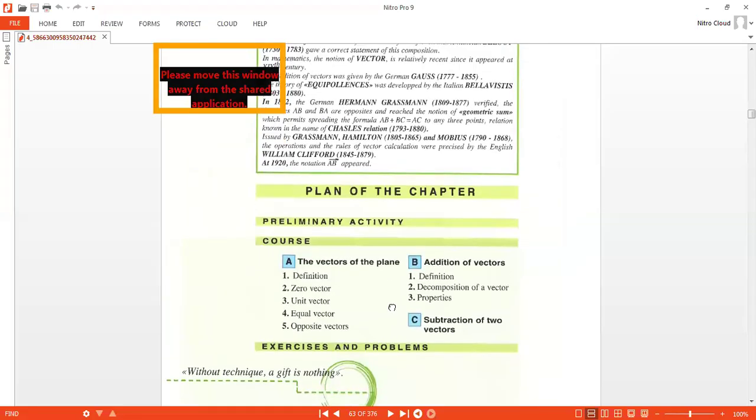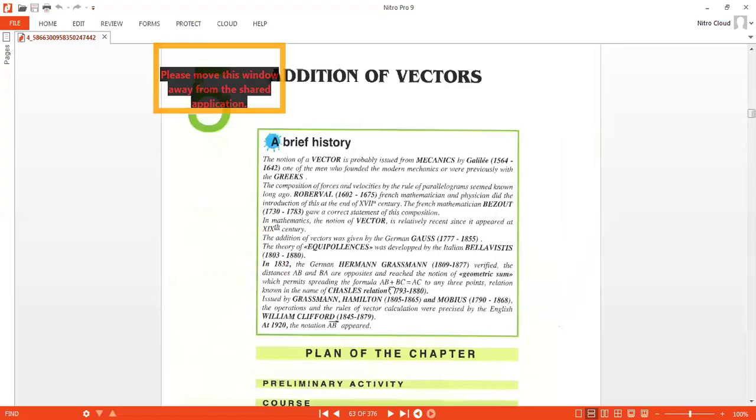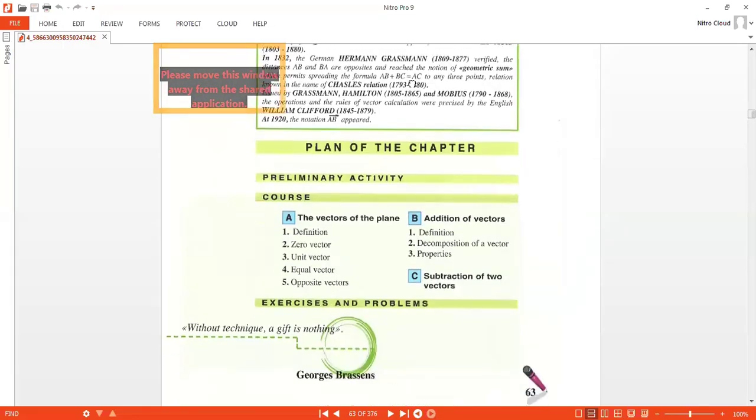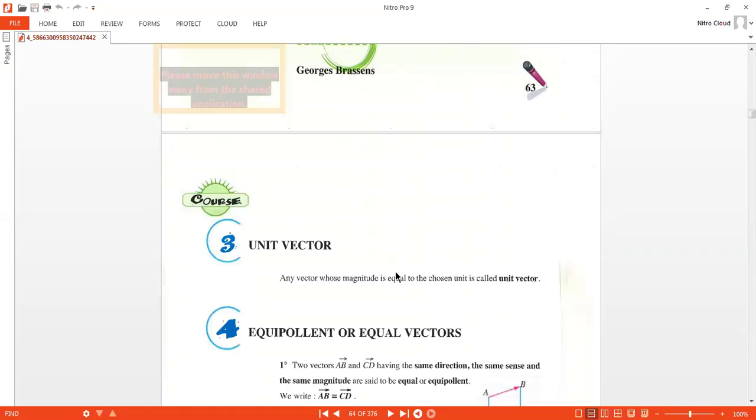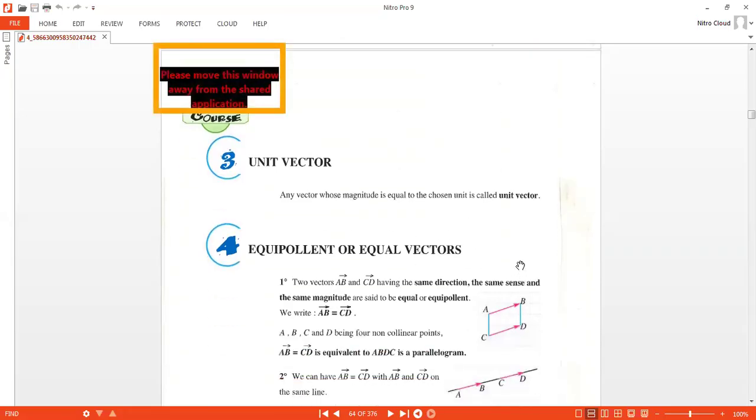Great then. Last week we started with our new lesson, addition of vectors, and we only took the definition of addition of vectors. This week we have finished our lesson, so let us make a quick overview of the things that we have learned. We said that any vector whose magnitude is equal to the chosen unit is called a unit vector. In other words, we are trying to say that a vector is any line that has a direction.